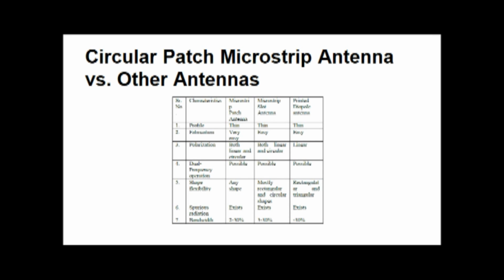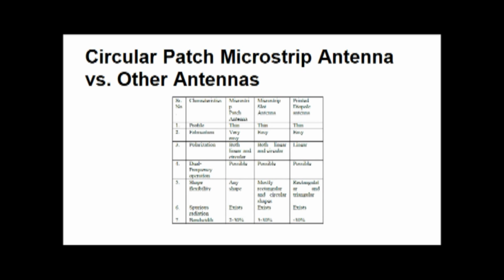So I'm going to be comparing the circular patch microstrip antenna with a few other antennas. So I'll be comparing it to the microstrip slot antenna and the printed dipole antenna. So all three of these antennas have a thin profile. Their fabrication is easy, although the microstrip circular patch antenna is much easier.